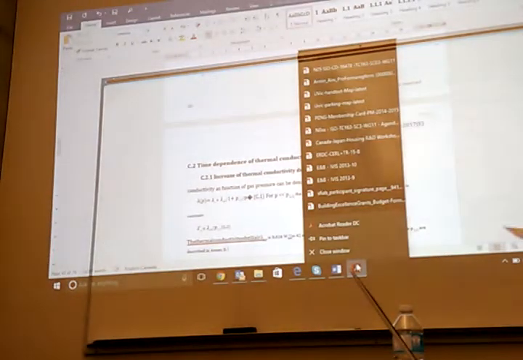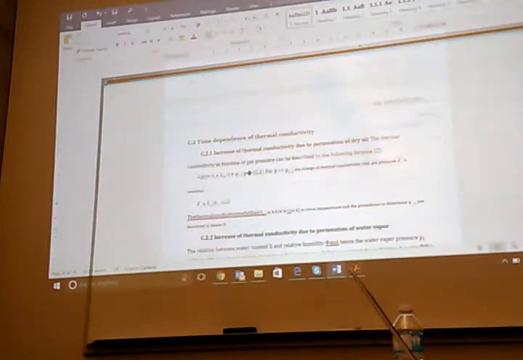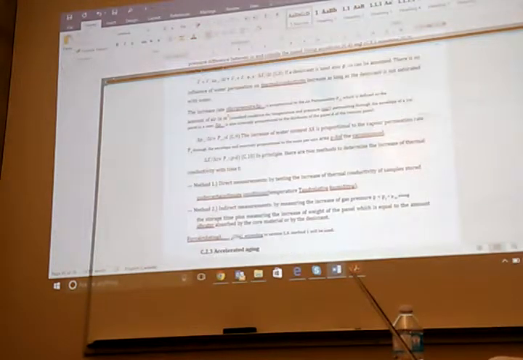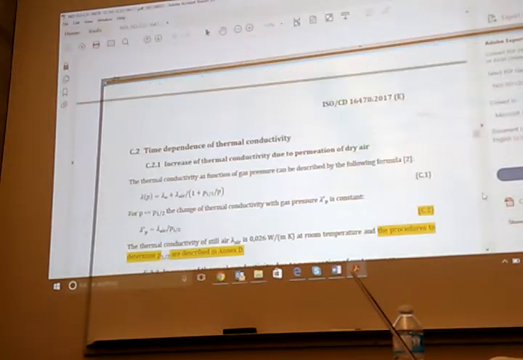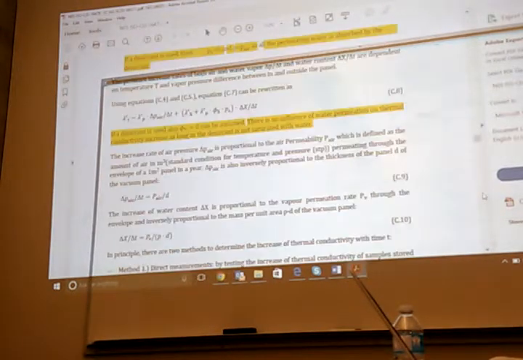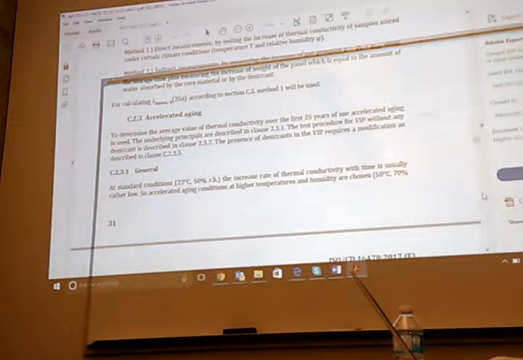Next, let's go to the accelerated aging one. That will be interesting. Unless somebody has got a preference in detail. Sorry. Okay.